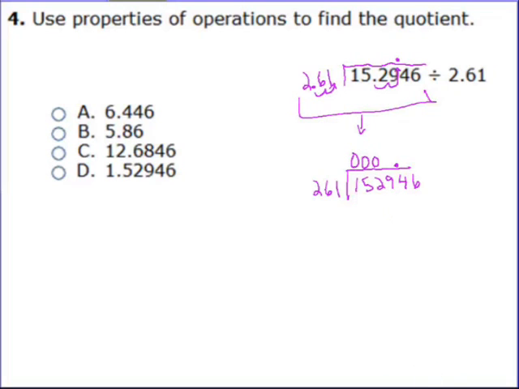Let's see. I'm going to try, let me pick a different color. I'm going to try 6. See if that's too big of a number. 6 times 1 is 6. 6 times 6 is 36. 6 times 2 is 12. Plus 3 is going to be 15. But look at this. It's too big. See how this number is 1,529? This number is 1,566. So we know that 6 cannot be part of that quotient up there.